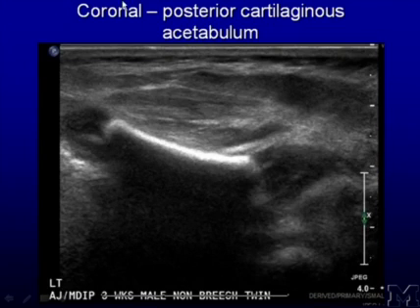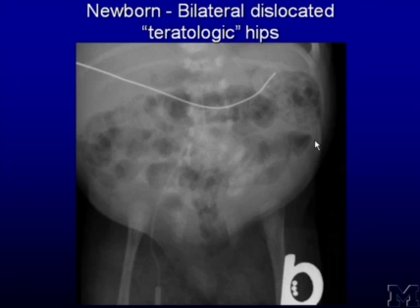Now, I want to show some anatomy that we alluded to a little bit. If you go very, very posterior in this coronal view, you see this large bulk of cartilage. This is the very posterior cartilaginous portion of the acetabulum. In this portion of the acetabulum, you should not see the femoral head at all. And if you do see it in that plane, it means that the head is displaced far posteriorly.